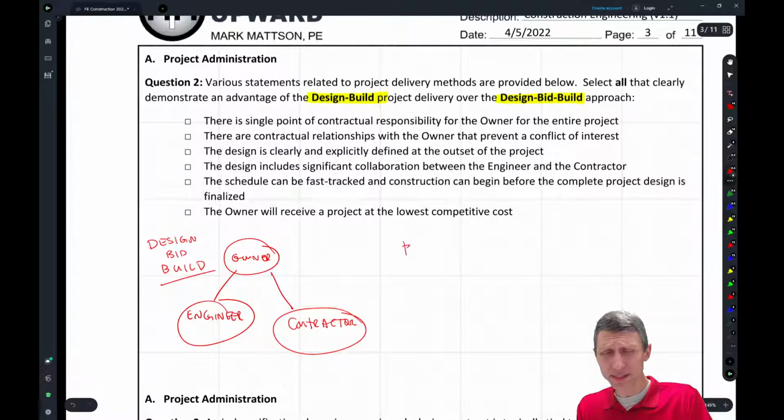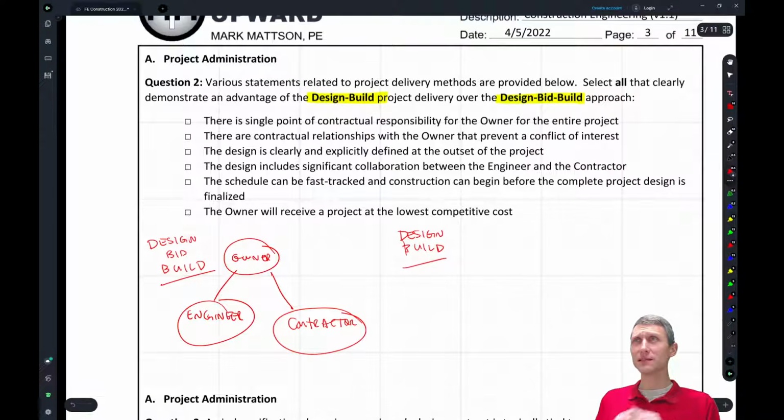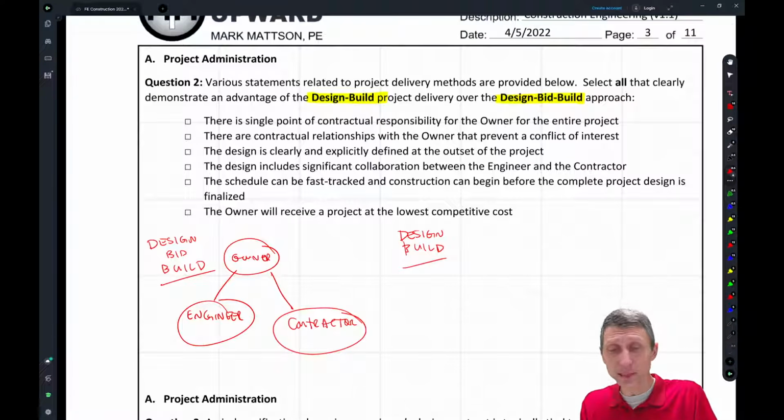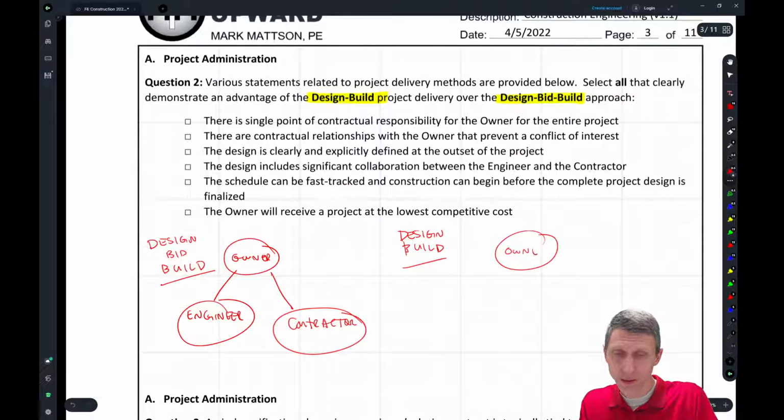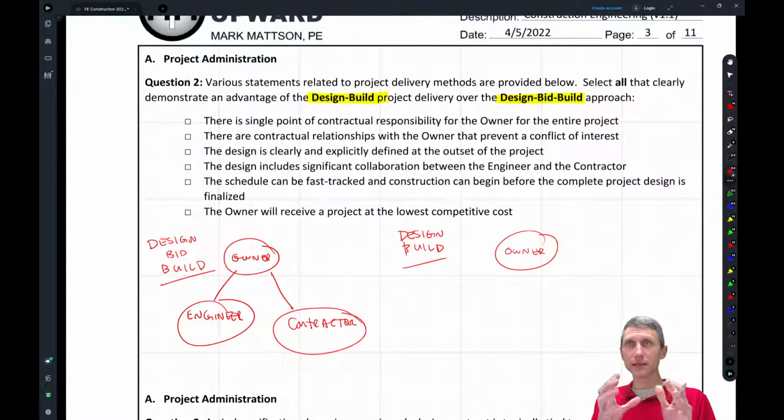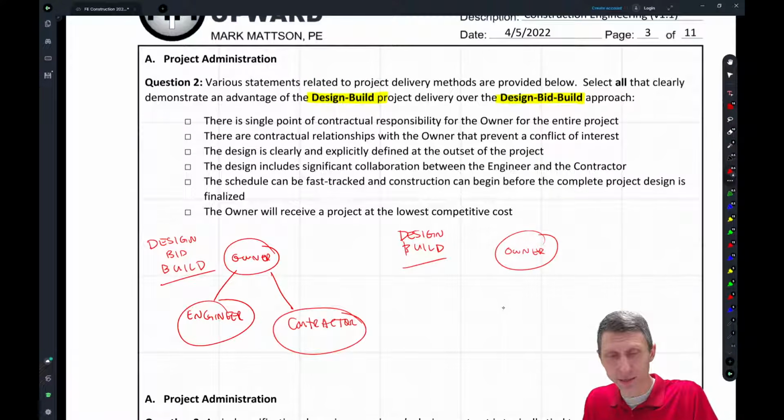Well, what's the difference with design build? And this is becoming more popular, especially on some government projects. I've seen this becoming more popular here. But design build, what does this look like? Well, design build, it still has the owner on top. But instead of going out with two separate contracts and looking at, let's get an engineer and contractor, what it kind of does is it lumps those two together. So we get a design build or DB entity.